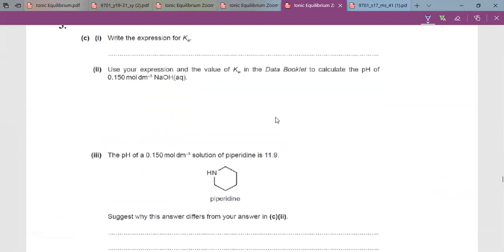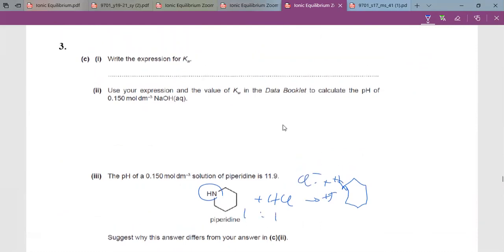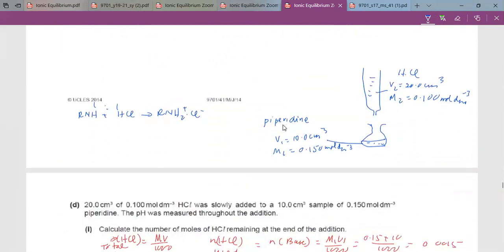The next one is piperidine. Remember, this is only one base, a mono base. This plus HCl, you get your product here, with H and then H here, a positive charge, and Cl minus. 1 mole to 1 mole.